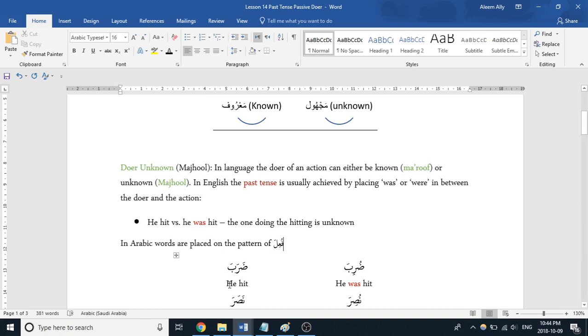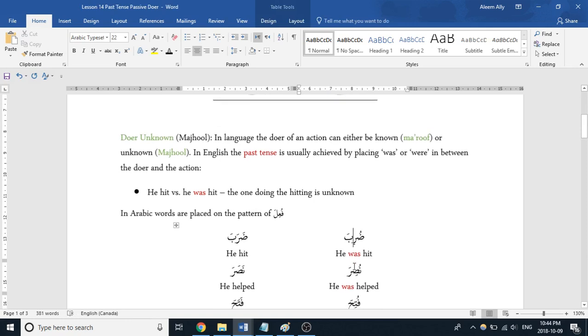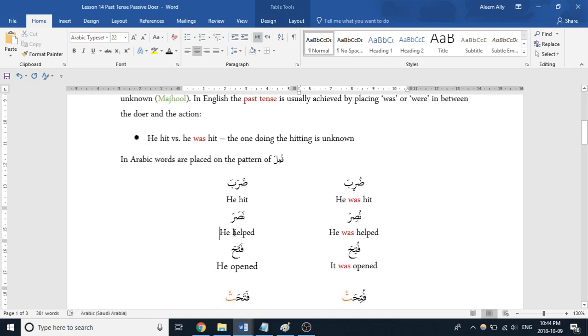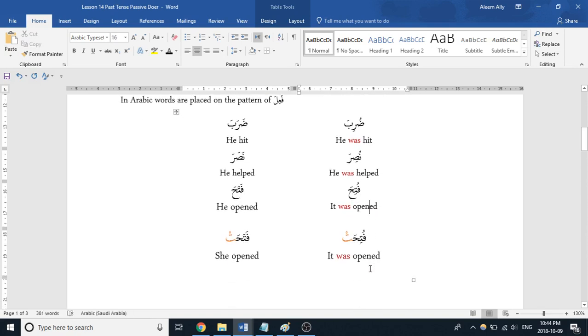So daraba means he hit, duriba means he was hit, nasara means he helped, we know who's doing the helping, nusira means he was helped, fataha means he opened, futiha means it was opened. And what's cool about this is that you can actually expand these words and put them onto the 12 pronouns that we know, right? The huwa, huma, hum. When you put it into a verb, it becomes fataha, fatahu, fatahat. So you could say fatahat, which means she opened, and it would become it was opened.